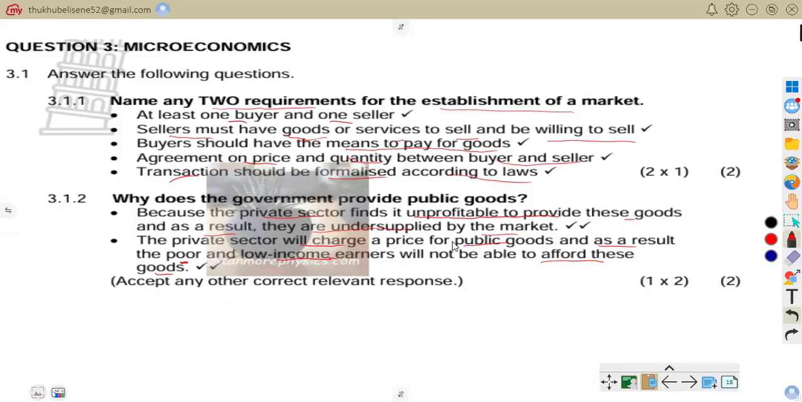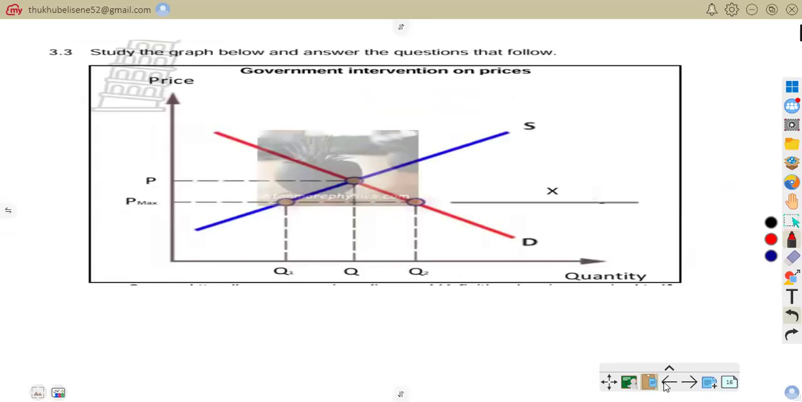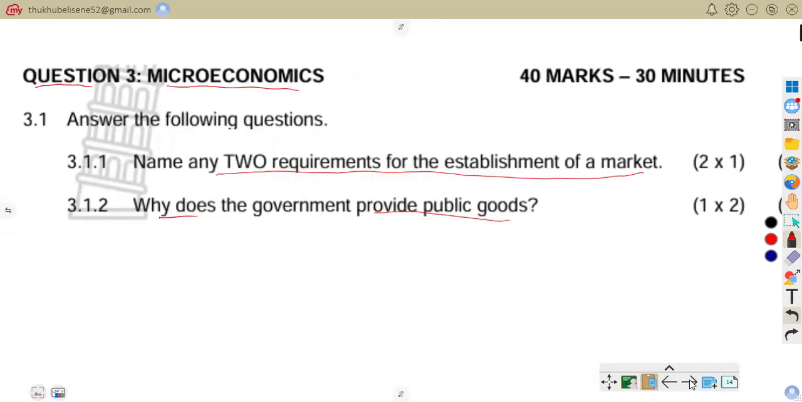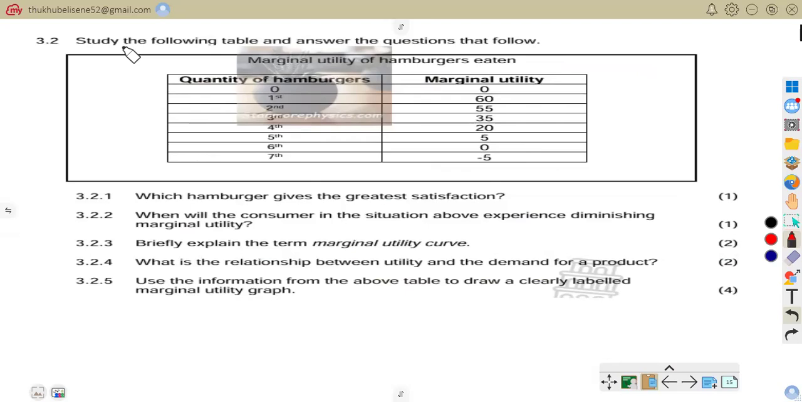So now let us quickly go to question 3.2. Let us be on 3.2, whereby we are to study the table. It says, study the following table and answer the questions that follow. Our table is all about marginal utility of the hamburgers eaten. So we have quantity of these hamburgers and the marginal utility of them.